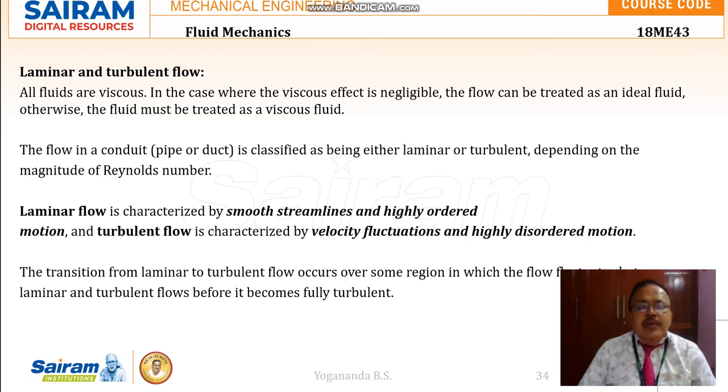The flow in a pipe or duct will be classified either as laminar or turbulent, depending on the magnitude of the Reynolds number. Laminar flow is characterized by smooth and highly ordered motion, whereas turbulent flow is very zigzag. There will be fluctuations in the velocity and highly disordered motion. The transition from laminar to turbulent flow will occur over some region, in which the flow fluctuates between laminar and turbulent before it becomes fully turbulent.